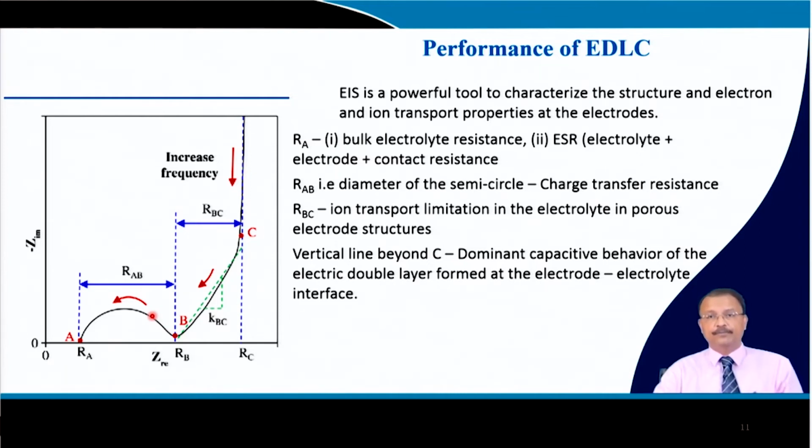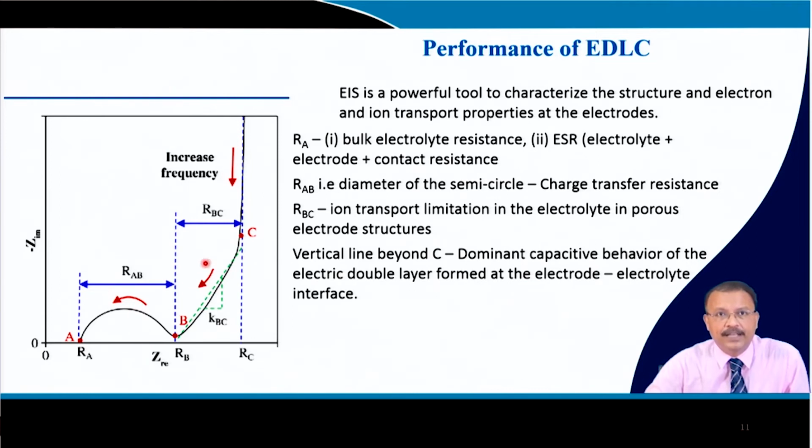Already I have described the physical significance of that. So, this diameter is the charge transfer resistance, and then you see that there is a line, this BC. This red arrow shows the change in the frequency while you do the measurement. So, progressively the frequency changes from here, because here you will not find the frequency, I am plotting only the impedance value. So, the frequency changes from lower frequency up to the higher frequency.